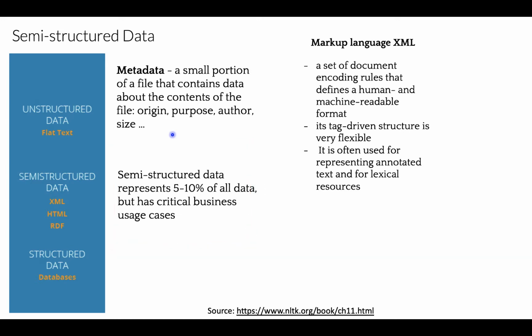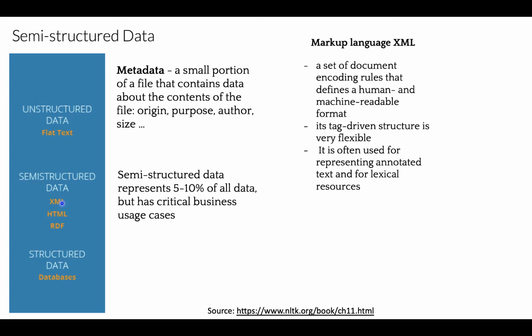One of the examples of semi-structured data is XML, a markup language. XML is a set of document encoding rules that define a human and machine-readable format, and its value is in its tag-driven structure, which is highly flexible. Coders can adapt the schema to a universal data structure and then transfer it on the web.